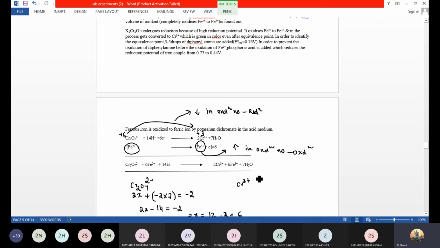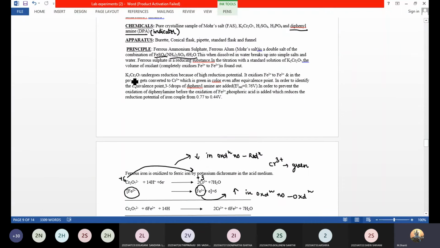And you know the color of chromium 3+? Chromium 3+ is green in color. So as the dichromate is getting converted to Cr3+, as it is getting reduced, you can see the green color, and this green color will remain as it is even after the end point. So even after the end point, the color of the solution will not change. So how will you identify the end point then?